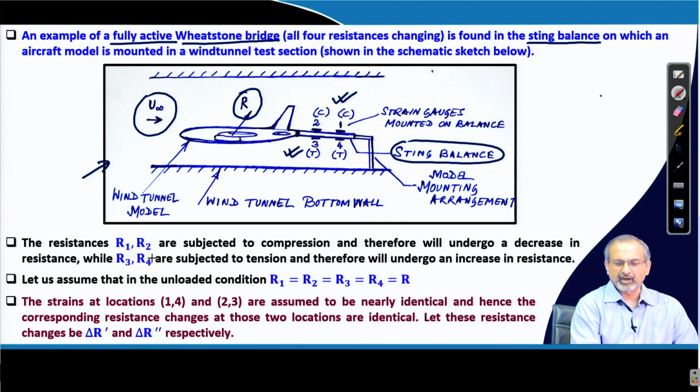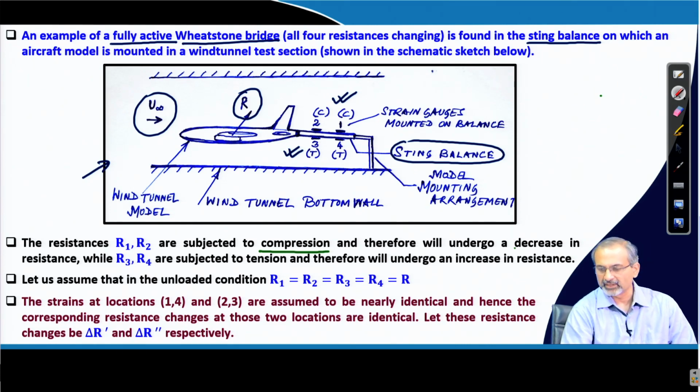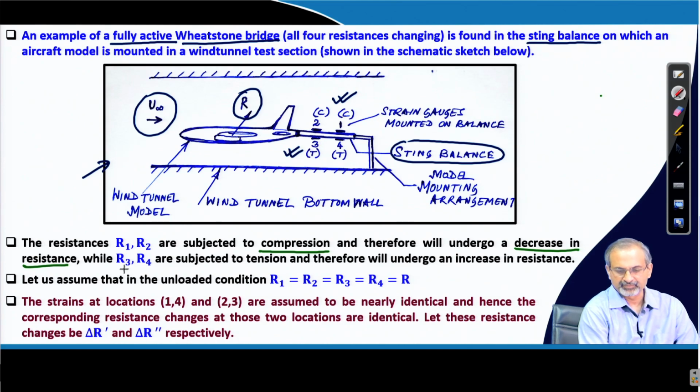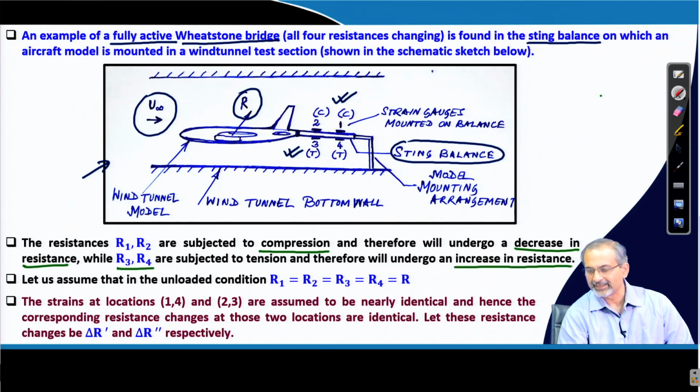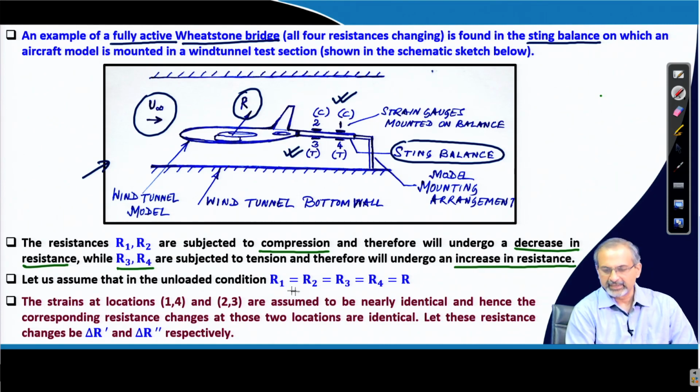The resistances R1 and R2 are being subjected to compression and they undergo a decrease in resistance. On the other hand, R3 and R4 will undergo an increase in resistance. Initially, if they start from here, then we have to account for the changes.